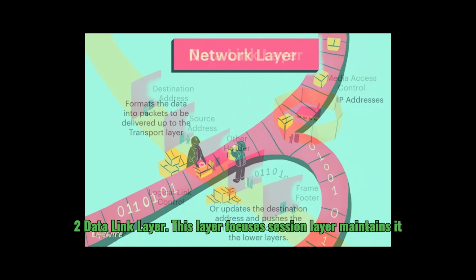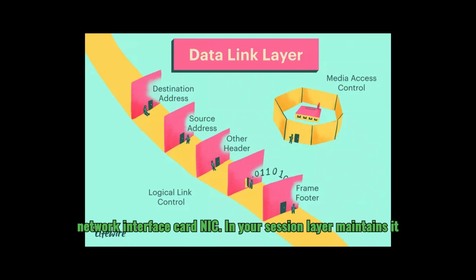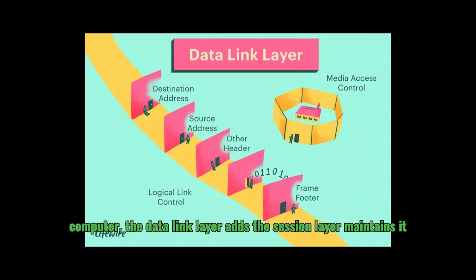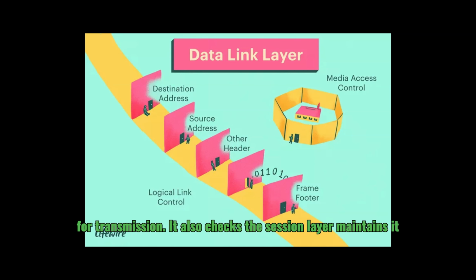Layer 2 is the data link layer. This layer focuses on physical addressing using MAC addresses that are unique to each network interface card, or NIC, in your computer. The data link layer adds the MAC address to the packet and prepares it for transmission. It also checks the received data for errors to ensure nothing got corrupted during transmission.